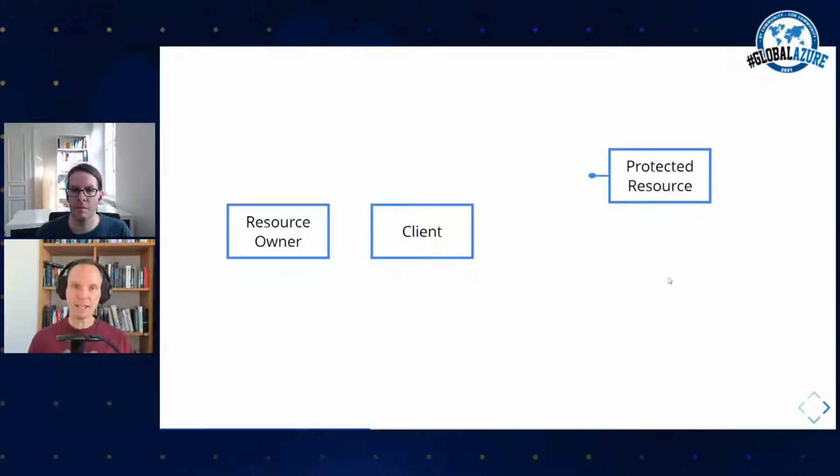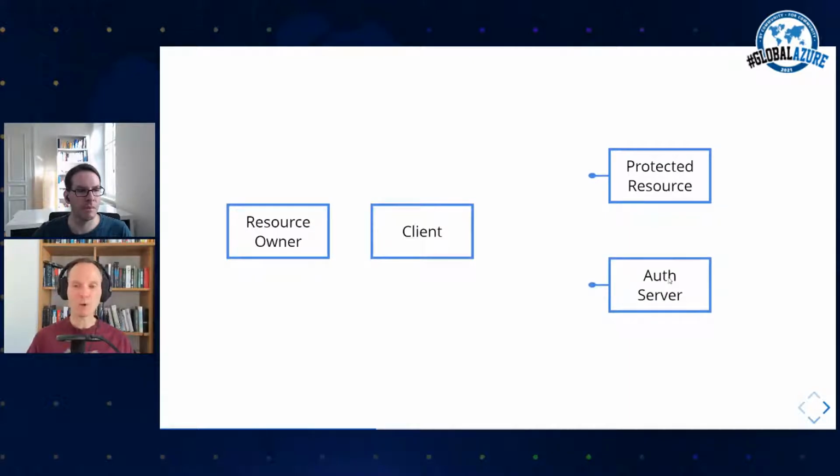OAuth and OpenID is considered to be a trust delegation protocol. That means it is a protocol with which a resource owner can delegate the permission to a client app to interact with a protected resource on her behalf. So I, as a user, say, okay, this Angular app is allowed to go to an API and act as if it is me. It goes to this API and says, Rainer gave me the permission to interact with you. So this is a very important concept here. The protected resource is the API that the client wants to access in the name of the resource owner.